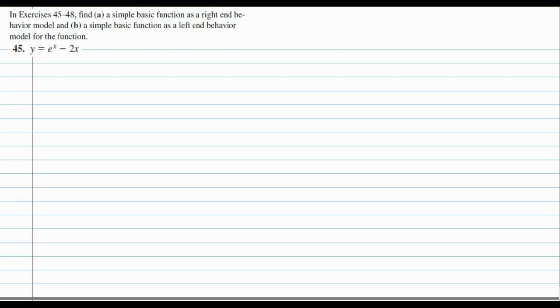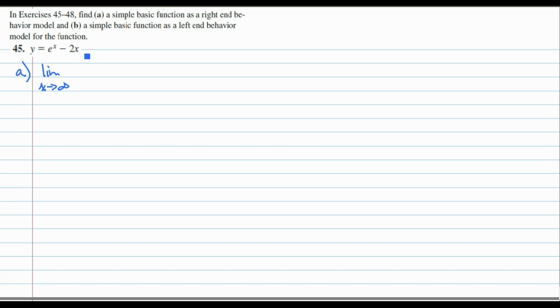Now try problem number 45 asks us to A, find a simple basic function as a right end behavior model, and B, a simple basic function as a left end behavior model. So in A, finding a simple right end behavior. Well, right end is the limit as x approaches infinity.